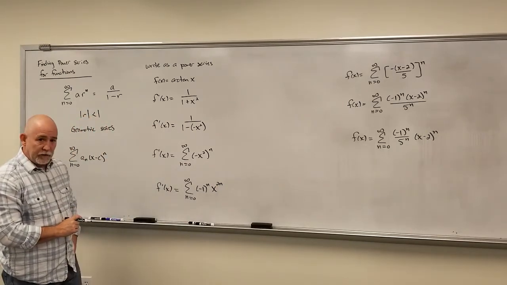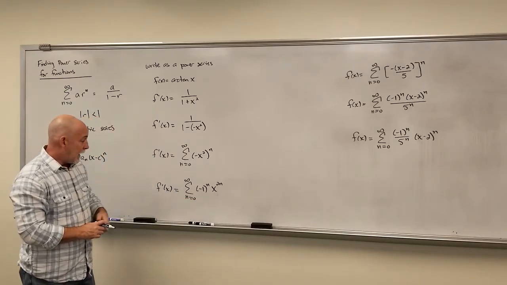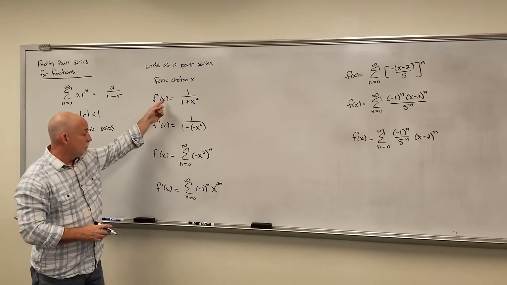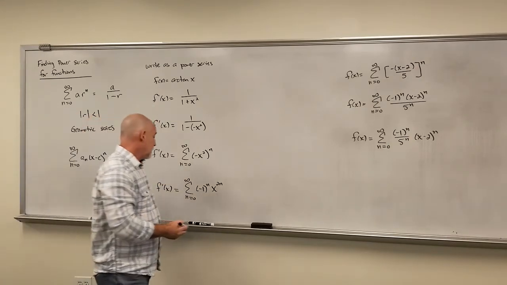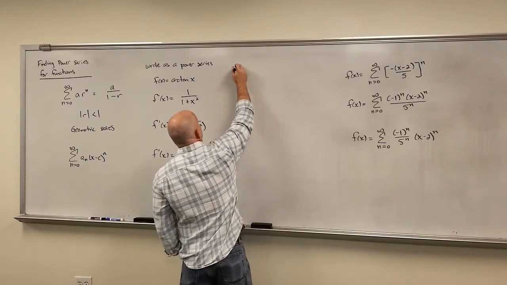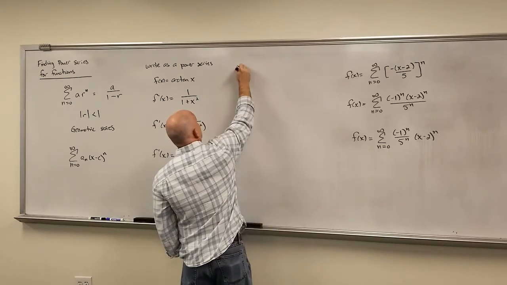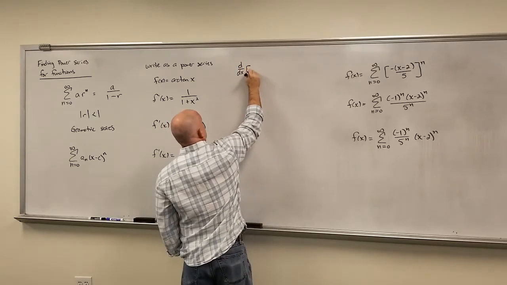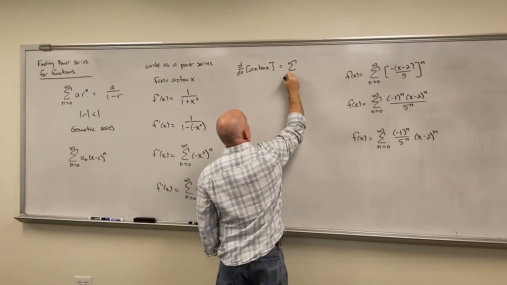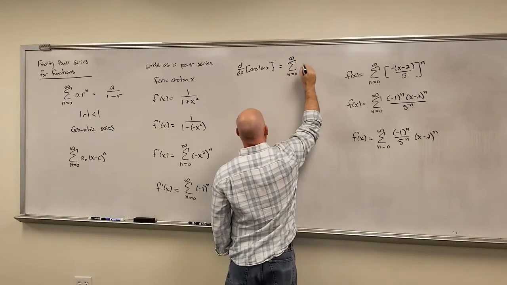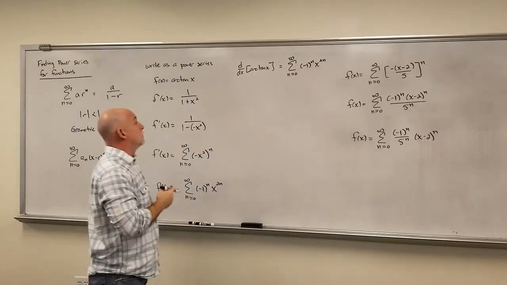The problem is, that's the power series for the derivative of the arctangent. I don't want the power series for the derivative of the arctangent. I want the power series for arctangent. So to find that, we're going to have to integrate, right? So this is the derivative of the arctangent of x is equal to the sum n equals 0 to infinity, negative 1 to the n, x to the 2n.